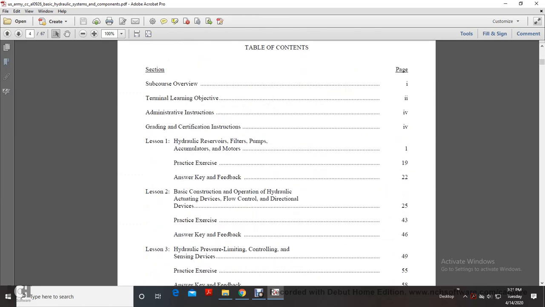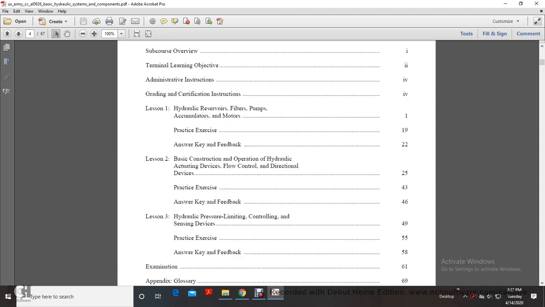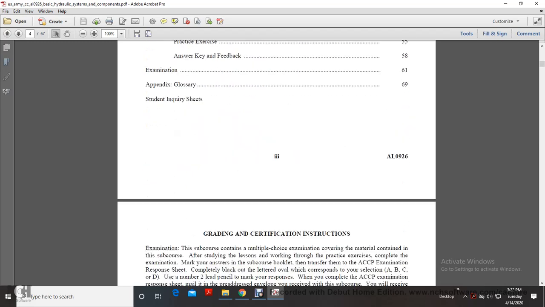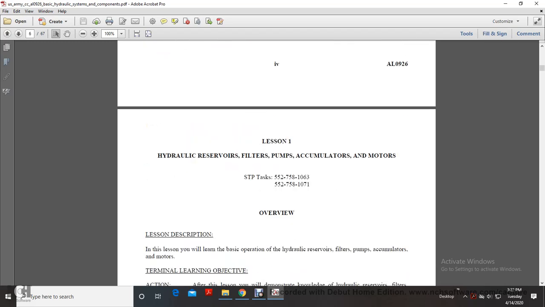Alright, subcourse review: terminal learning objective, administrative instruction, grading and certification instructions. Lesson 1: hydraulic reservoirs, filters, pumps, accumulators, motors, and practice exercise and answer key feedback. Lesson 2: basic construction and operation, hydraulic actuating devices, flow control, and directional devices. Lesson 3: hydraulic pressure limiting control and sensing devices. And then they all have practice exercises, answer keys, and feedback. With an examination, appendix, glossary, student inquiry sheets, and grade certification.